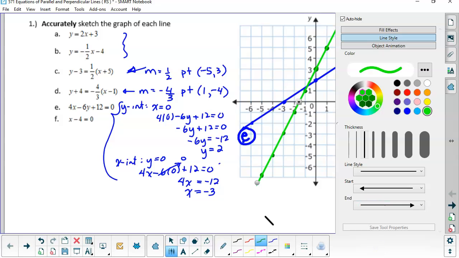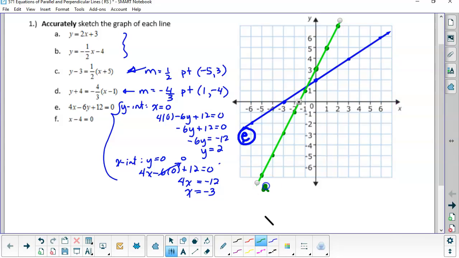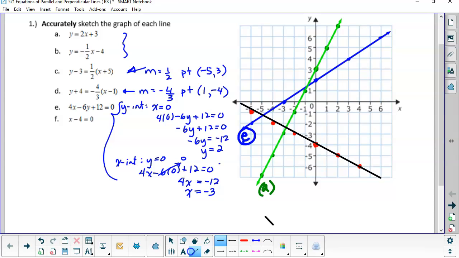Okay, and that was A. And then B, -4 and slope of -1/2. So down 1 to the right 2. Up 1 to the left 2. There we go. That's better. Fix that up a bit.